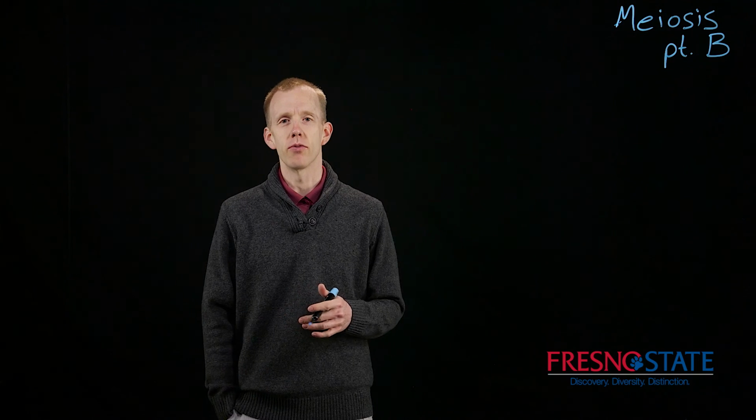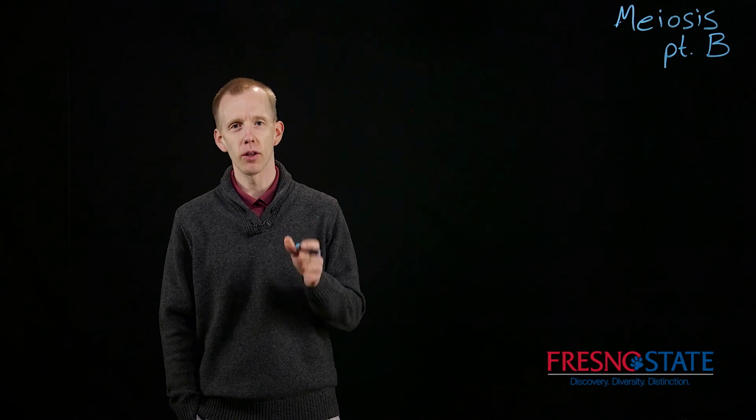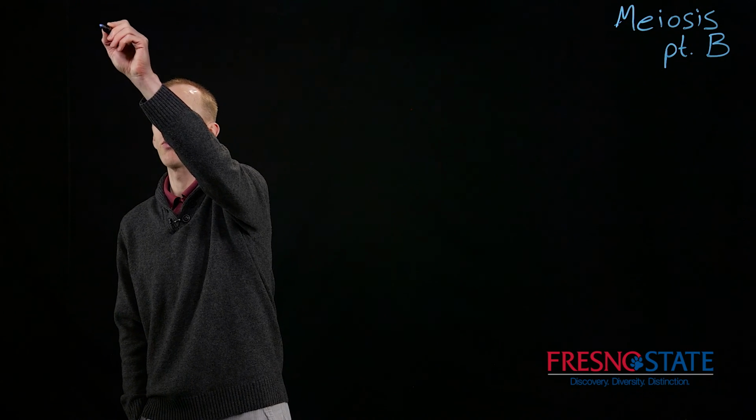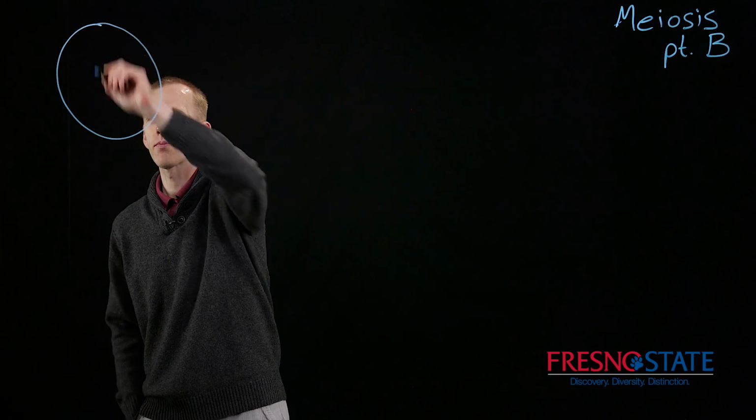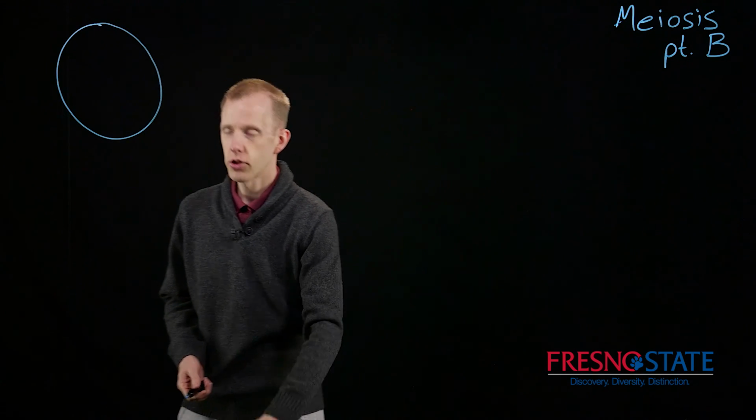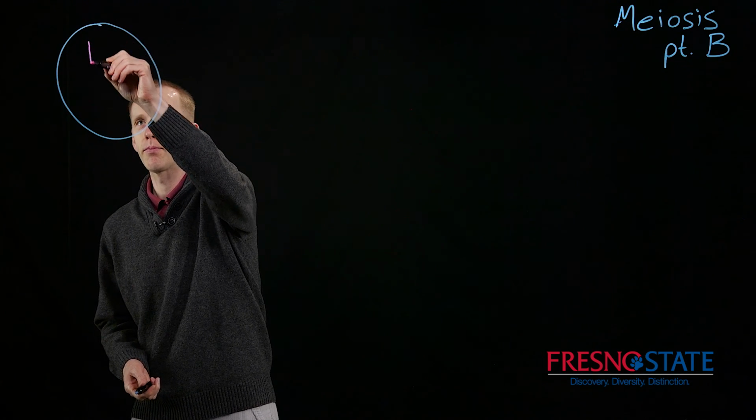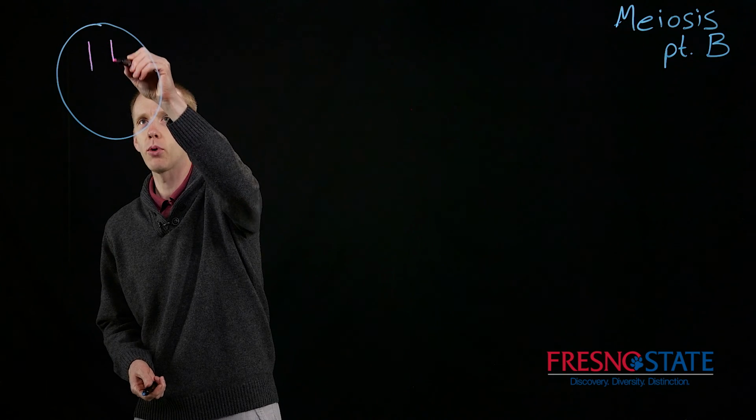This is Meiosis Part B. In the previous meiosis video, we looked at what happened when one chromosome went through meiosis. Today, we're going to do something a little bit more complicated and look at one cell, one nucleus, that has two different chromosomes in it. So we're going to look at a diploid organism.